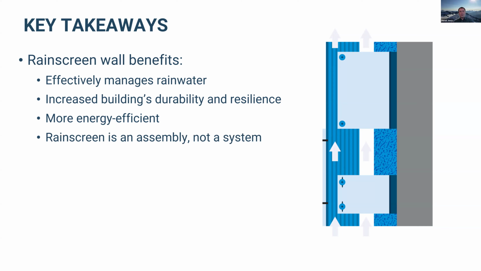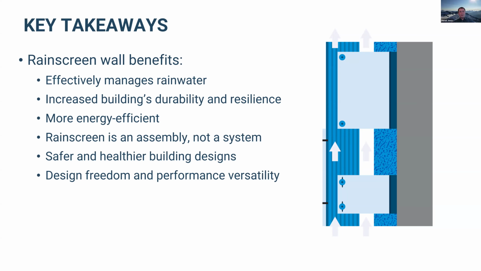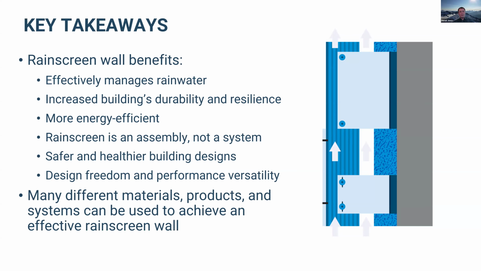So what's the backup wall? What's the insulation strategy? What's the WRB? Think about it holistically, because there are knock-on effects to changing one part and not thinking about the whole system. It leads to safer and healthier buildings, and gives you that design freedom and versatility. It really doesn't limit your design choices. You can really make any kind of material into a rain screen if you wanted to. Lots of different products and materials are available that can be used effectively in a rain screen.